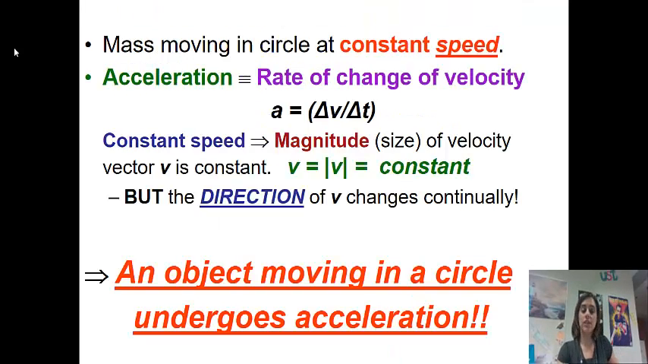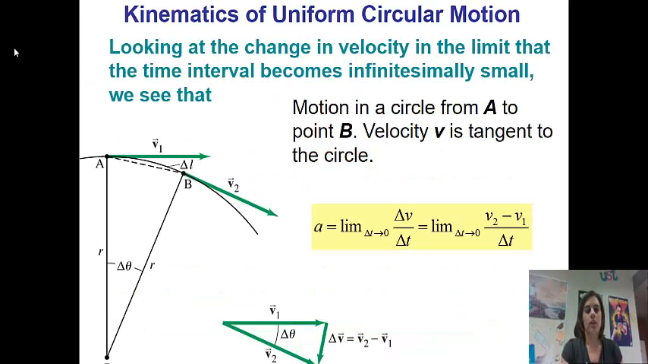So we've got mass moving in a circle at constant speed. We know that acceleration is the rate of change of velocity with time. Now, if we're moving at a constant speed, the magnitude of the velocity is remaining the same. The problem that we have, though, is that the direction is constantly changing. So we know there has to be acceleration. However, the magnitude of the acceleration is not going to be a tangential acceleration in that the velocity is changing. It's a little bit different.